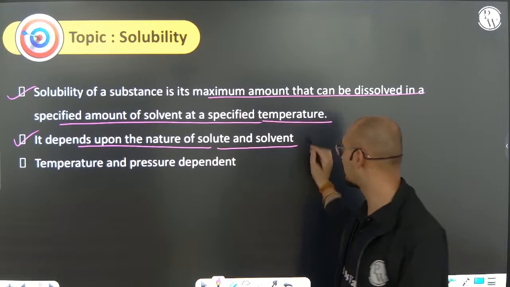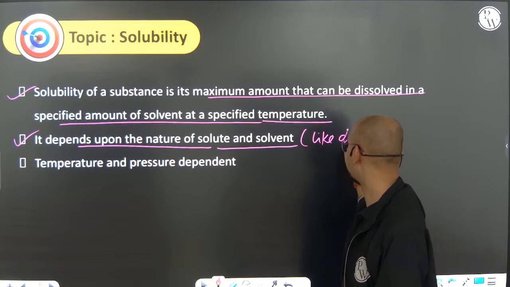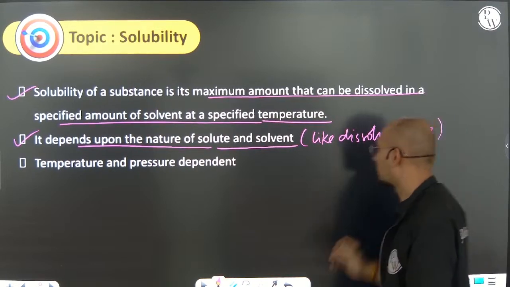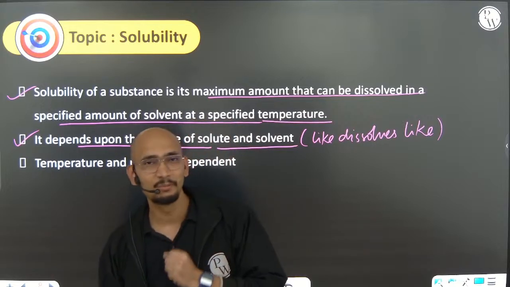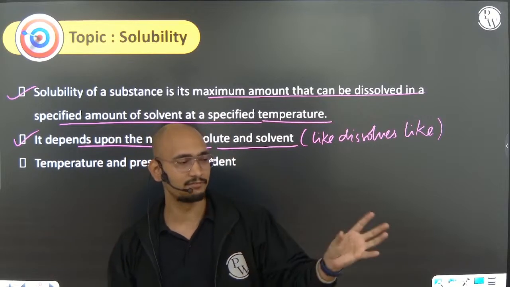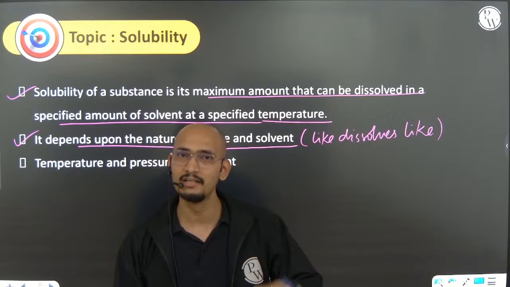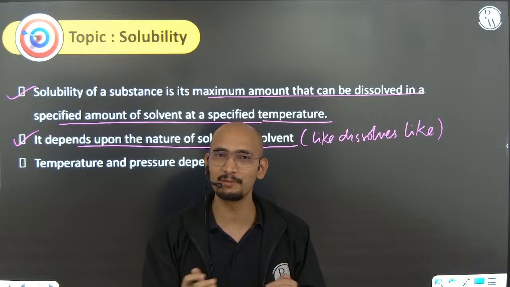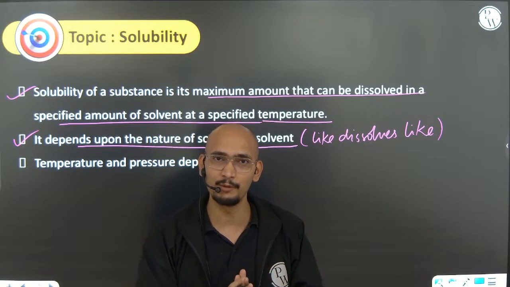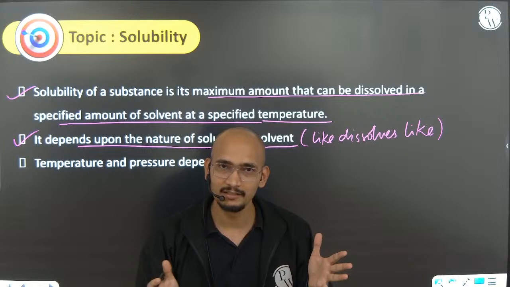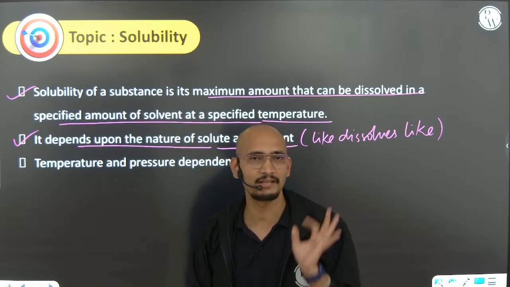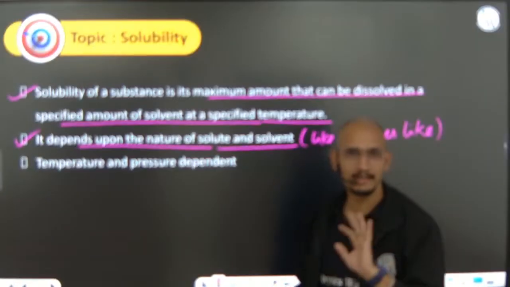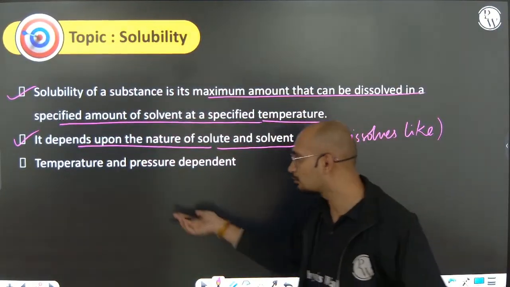Everyone knows that like dissolves like. So a polar solvent will dissolve only polar solute easily, right? And a non-polar solvent will dissolve non-polar solute. Or you can say if hydrogen bonding is possible, if both of them are capable of forming hydrogen bonding, then in such case also the dissolution takes place. So the rule is very simple: like dissolves like. So polar into polar, non-polar into non-polar, and if hydrogen bonding is possible, then due to hydrogen bonding.